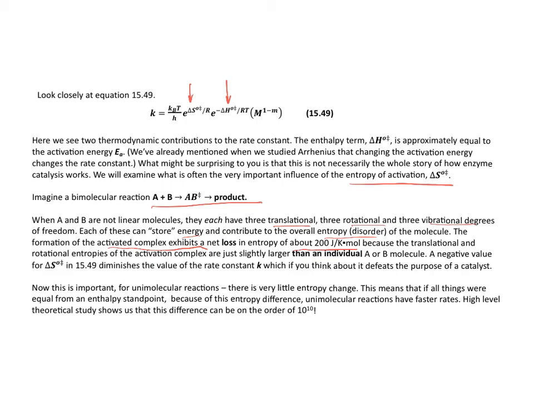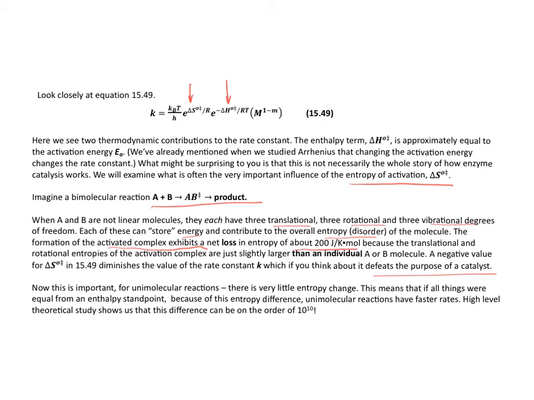So if you have two molecules going to one, you're actually losing a lot of disorder. In other words, you're becoming more ordered. A negative value of delta S diminishes the value of the rate constant, which, if you think about it, defeats the purpose of a catalyst. Because we're saying here, a catalyst is providing an alternate mechanism, but this is a component of the catalyst-reactant interaction, which seems to be going against what we want.